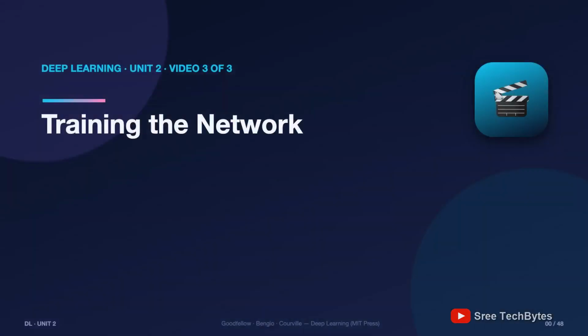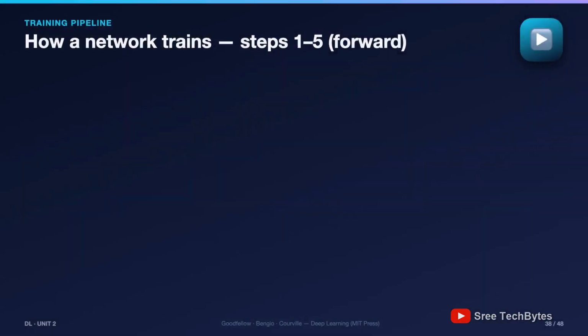Welcome to the final video of Unit 2, and it's the payoff. This is where the network learns the complete 10-step training pipeline: forward propagation and the cross-entropy loss, backpropagation, where the error flows backward through the layers, and gradient descent, the blindfolded walk down the mountain. By the end you'll chant the 4-beat rhythm of all deep learning: forward, loss, backward, update. Let's finish strong. Now let's train this thing.